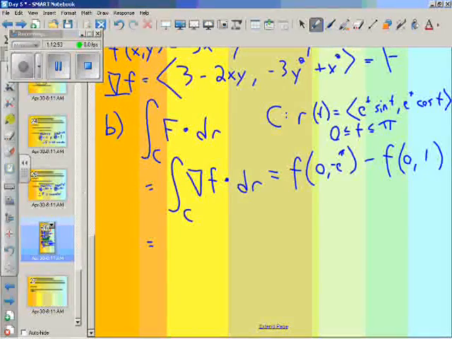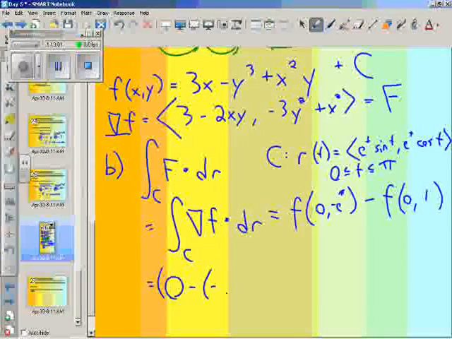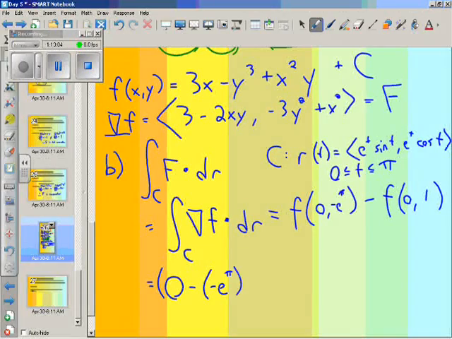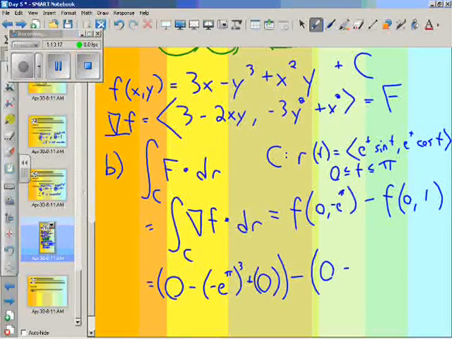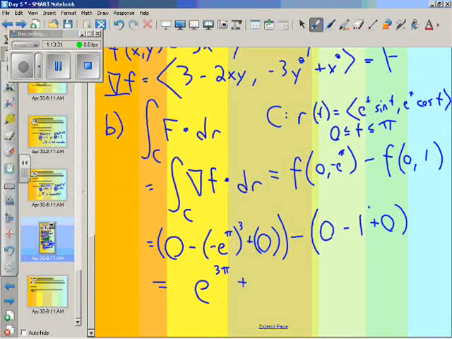And so when we plug in (0, negative pi), we're going to have 0 minus negative e to the pi cubed plus 0. And then we have minus, and we have to plug in all of this. I think we're just going to have 0 minus 1 plus 0. So it looks to me like it's going to turn into e to the 3 pi plus 1.